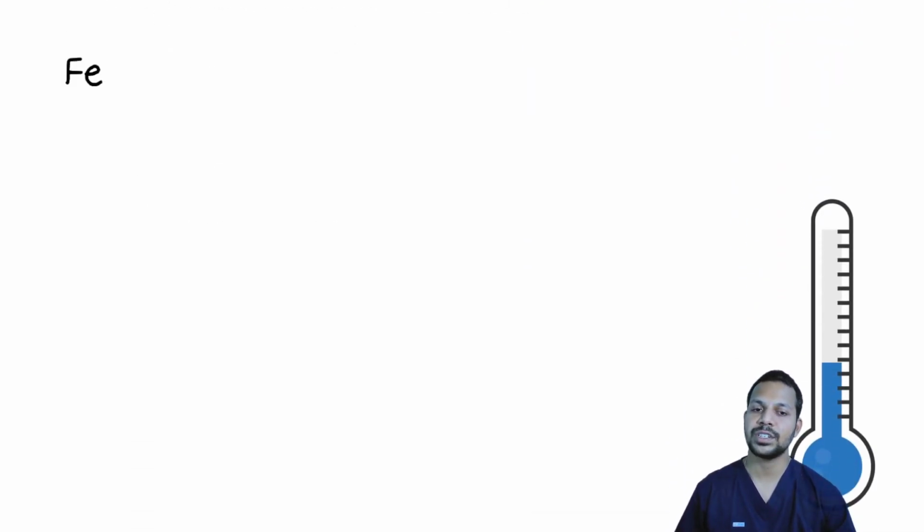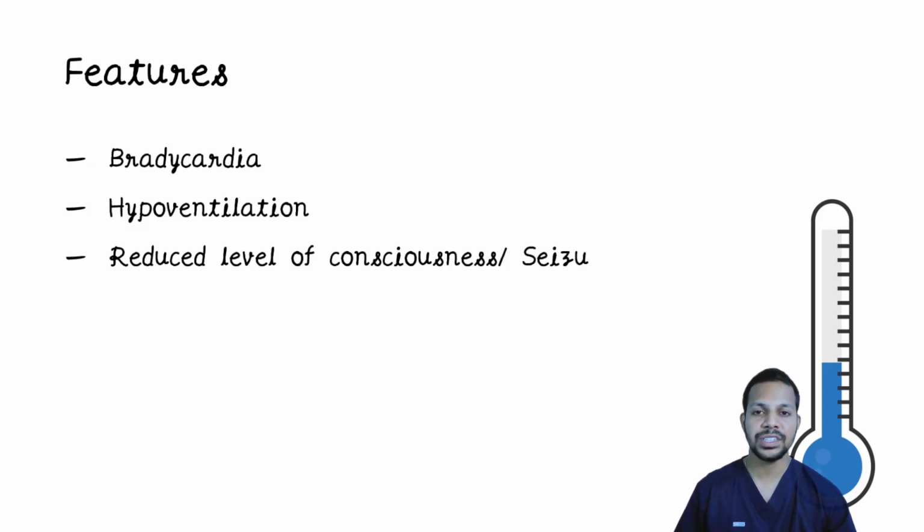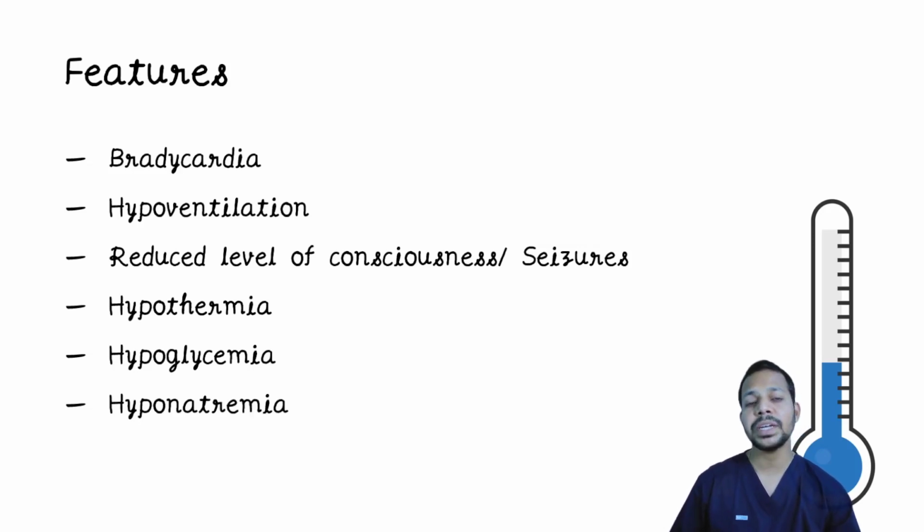Let's look at the features. The features are nothing but extreme variants of a case of hypothyroidism. The patient can have bradycardia, hypoventilation, reduced levels of consciousness, or the patient can also have seizures, hypothermia, hypoglycemia, and hyponatremia. Hypothermia is because of reduced basal metabolic rate. Hyponatremia is because of increased fluid overload.